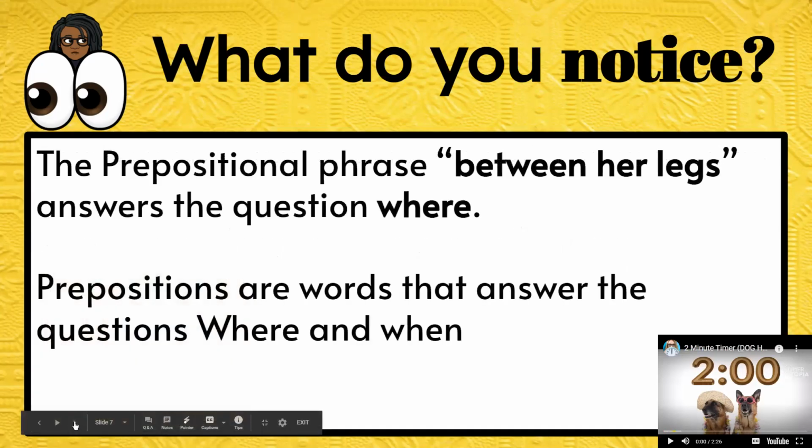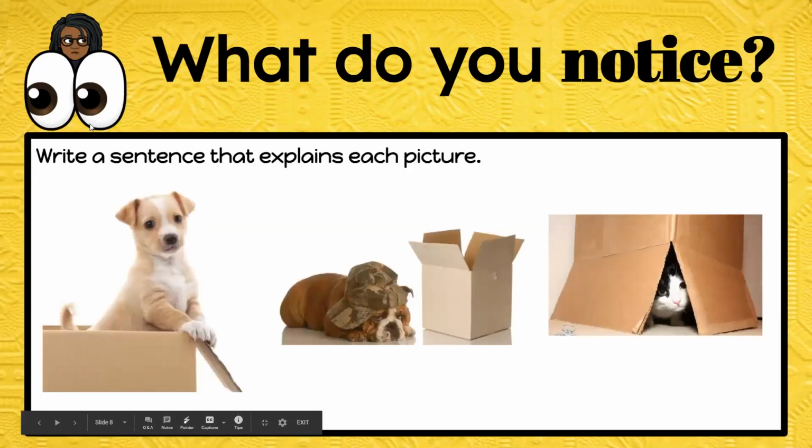The prepositional phrase between her legs answers the question where. So where is her tail? It's between her legs. Prepositions are words that answer the questions where and when. So next, I want you to write a sentence that explains each one of these pictures. Look at the pictures and write a sentence that explains each one. Pause the video here and write.